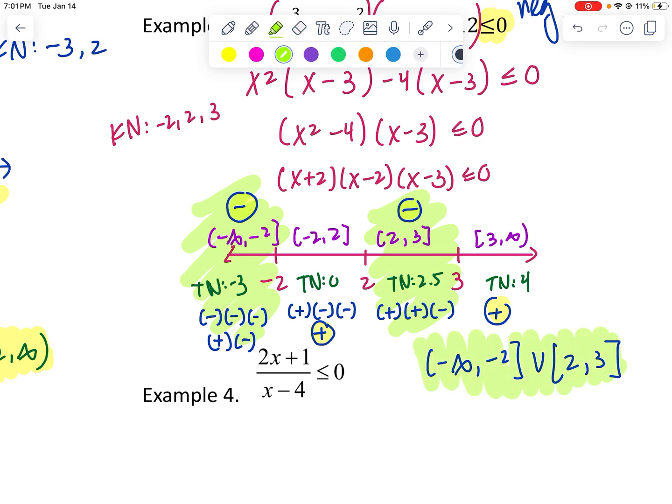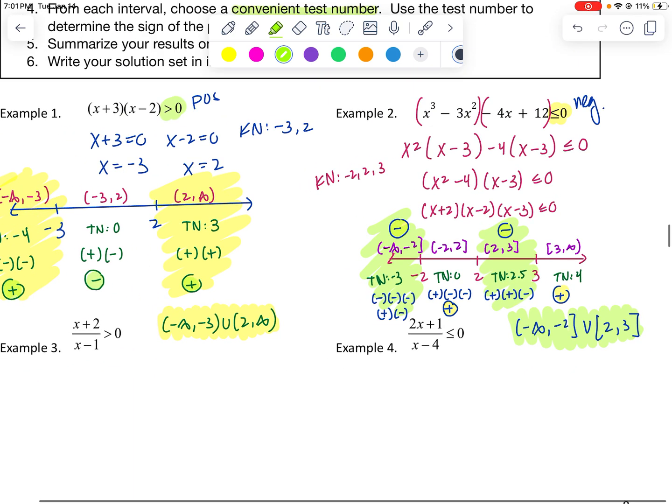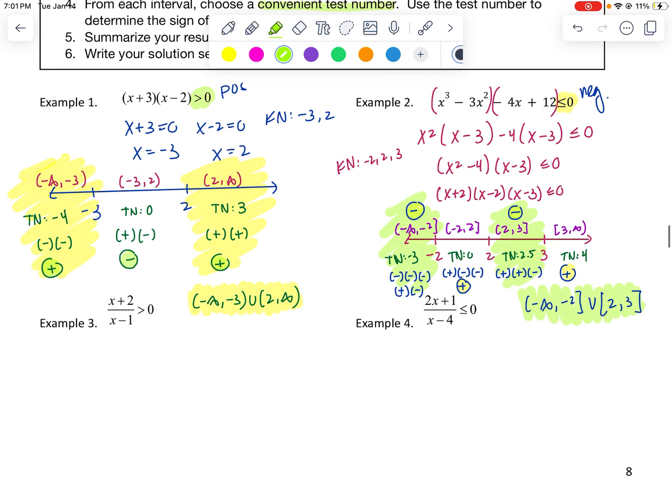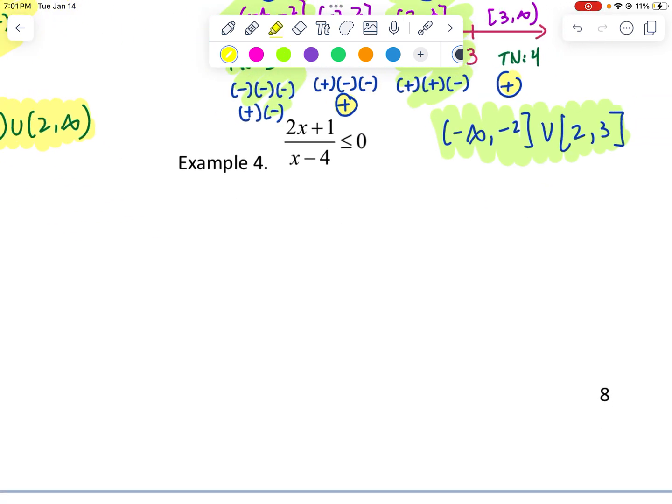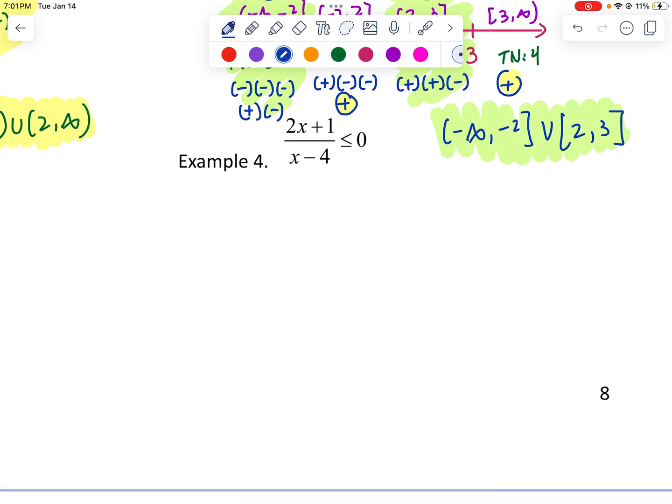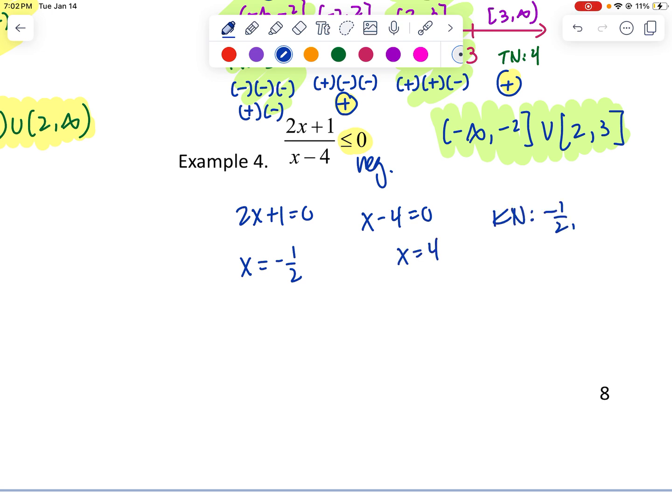All right, let's skip down to example number 4. It's the same exact process. However, now we're dealing with a rational, a fraction. If I'm looking at my original one right here, it looks like we're looking for negative values. Same exact thing, I'm just finding my roots. So I get negative 1/2 and 4. So my key numbers are going to be negative 1/2 and 4.